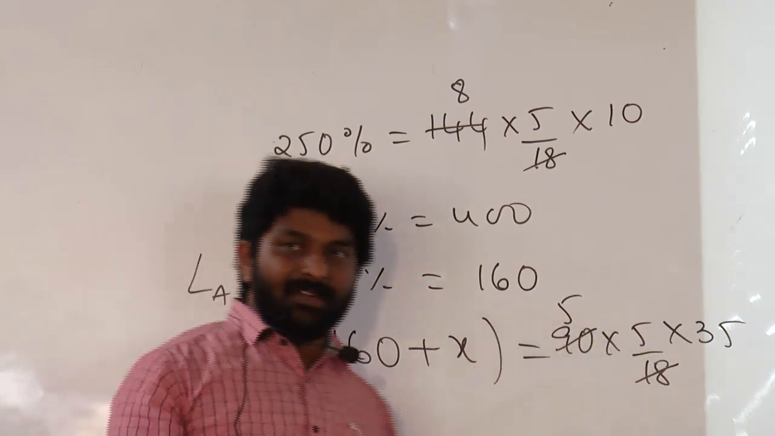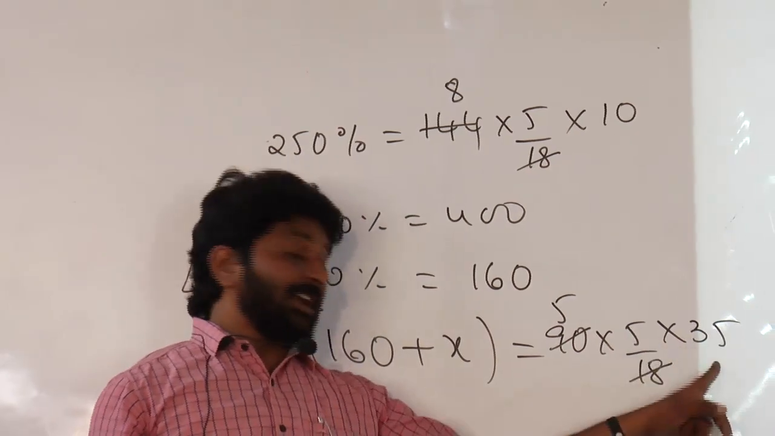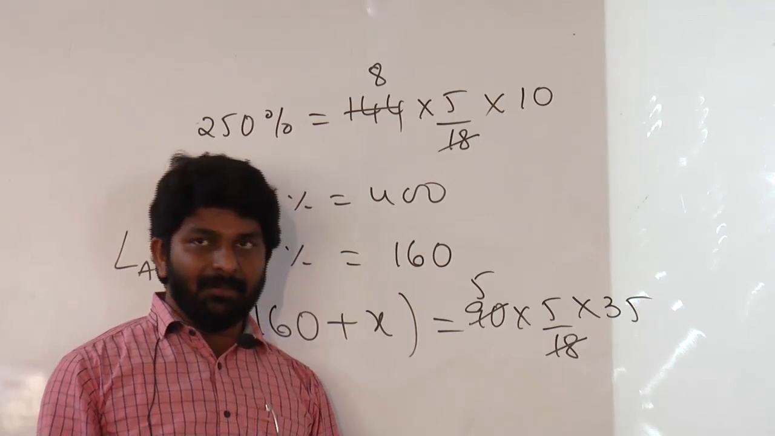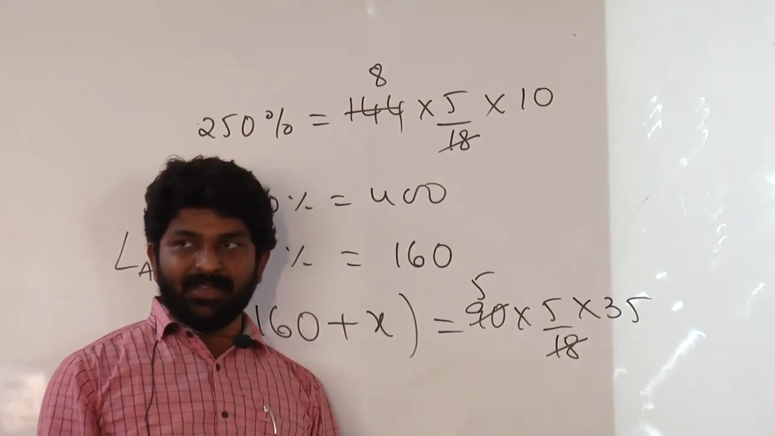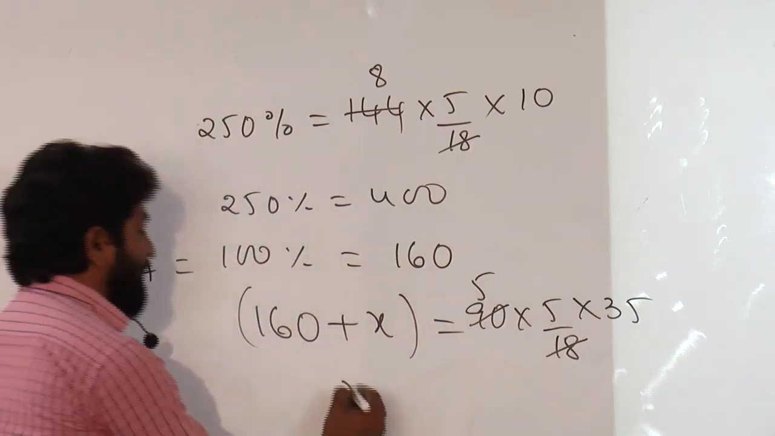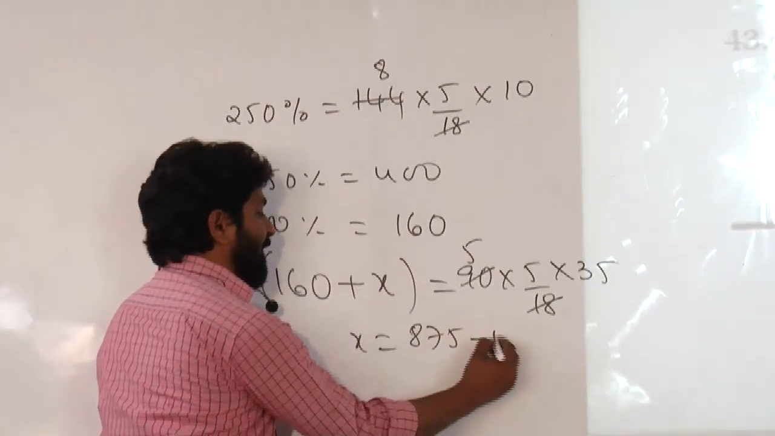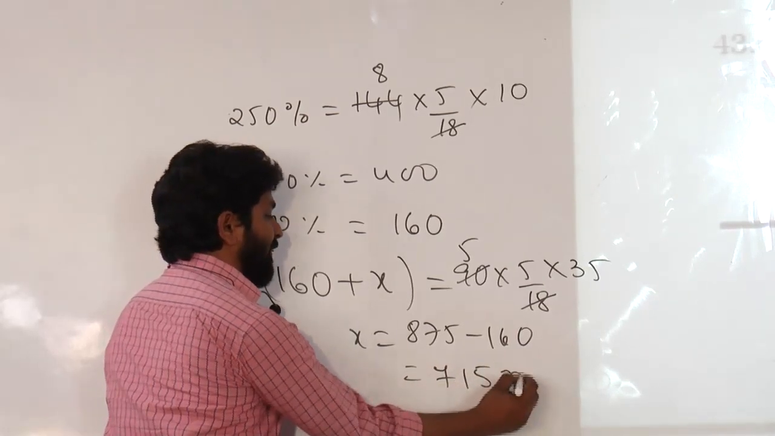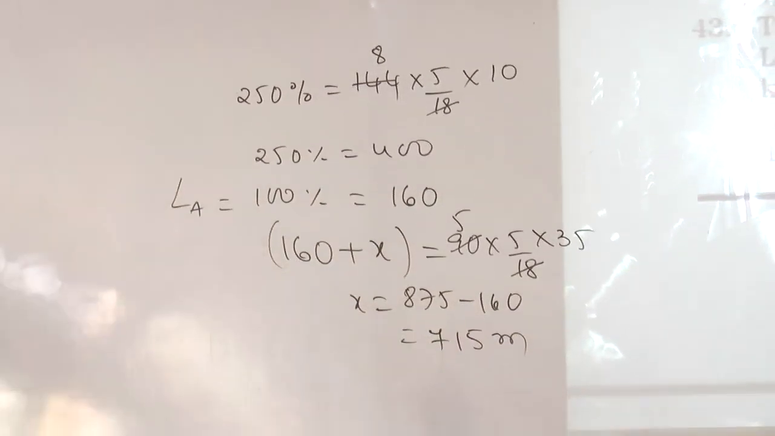I will treat 25 as 30 minus 5 and 35 as 30 plus 5. A plus B into A minus B is A square minus B square. 30 square minus 5 square is 900 minus 25, 875. So x is equal to 875 minus 160, which is 715 meters. Length of platform is 715.